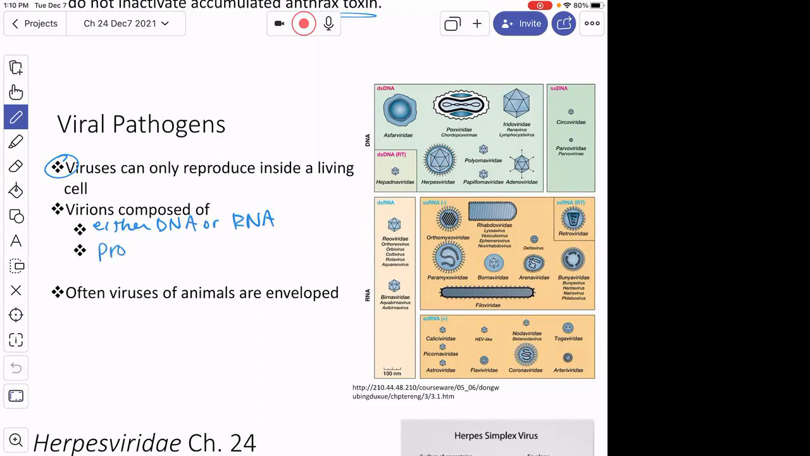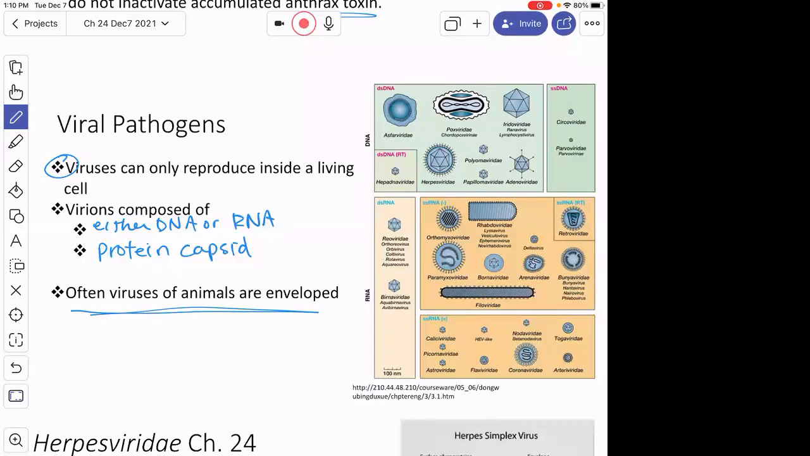And then that nucleic acid is going to be protected by a protein capsid, made of capsomeres, individual proteins. We're interested in viral pathogens, so we're thinking about viruses that infect animals specifically, not viruses that infect bacteria, not bacteriophage. Most viruses that infect animals are enveloped. There are lots of exceptions to that, but generally speaking, that's the case. So most of the viruses that infect us would have this phospholipid membrane around it, which we call the envelope.